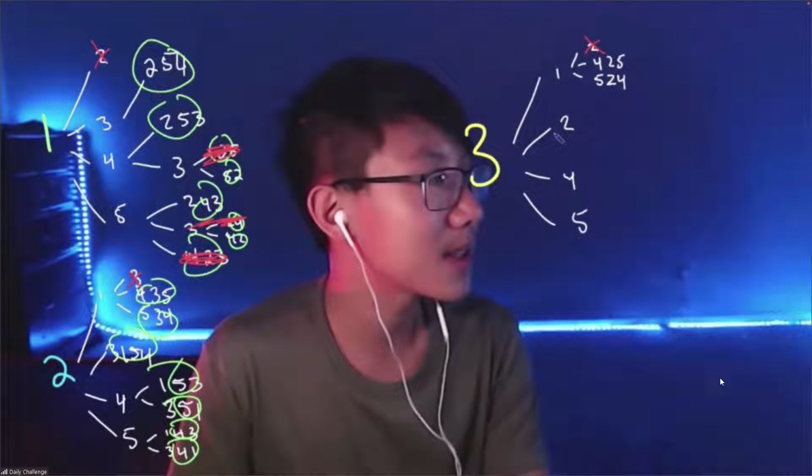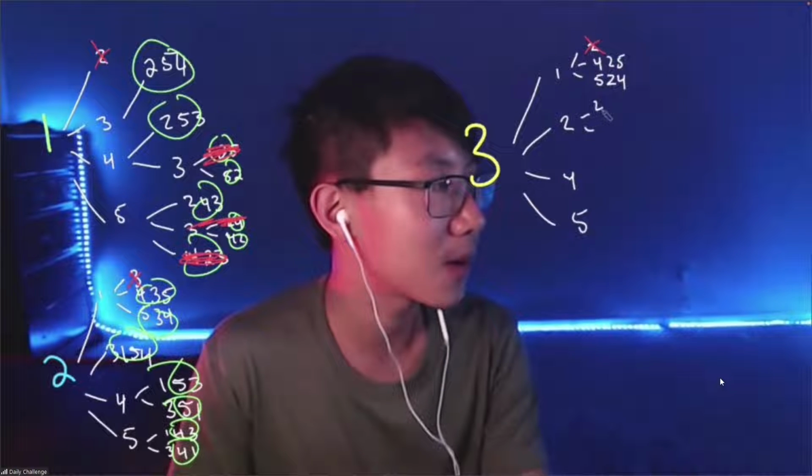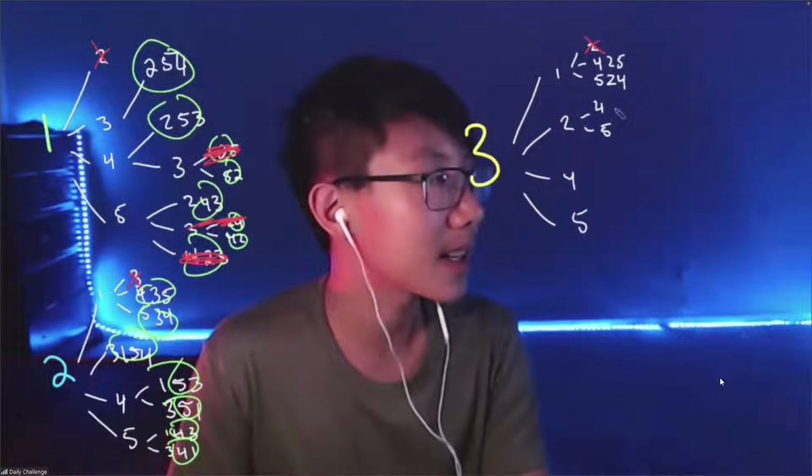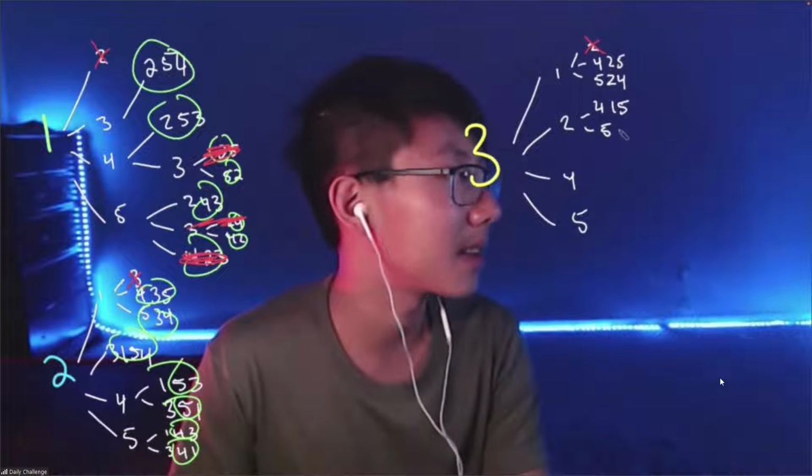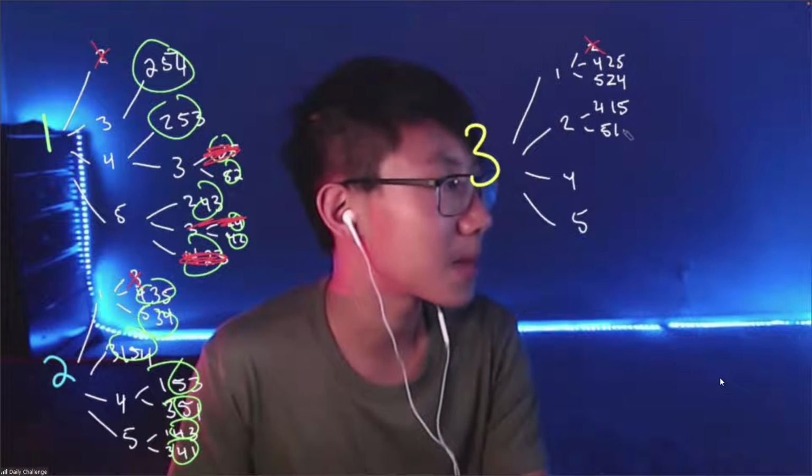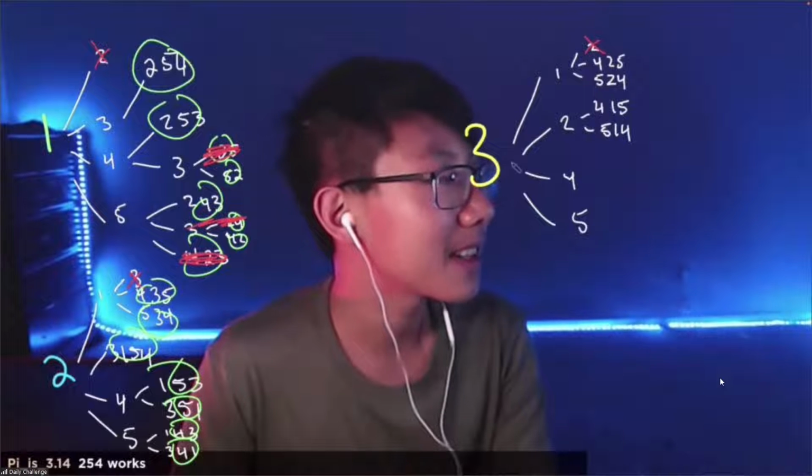So 3, 2 can't be 1, so it has to be 4 or 5. 3, 2, 4 can't be 5, so that's to be 1, 4, 1, 5. 2, 5, that can be anything. So actually, no, it has to be 1, 4. And then finally, 3, 4, I'm just gonna fill in the rest of the table.